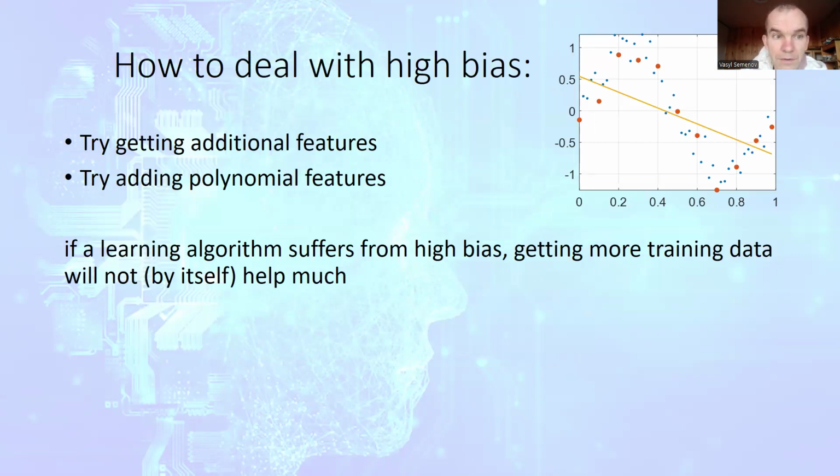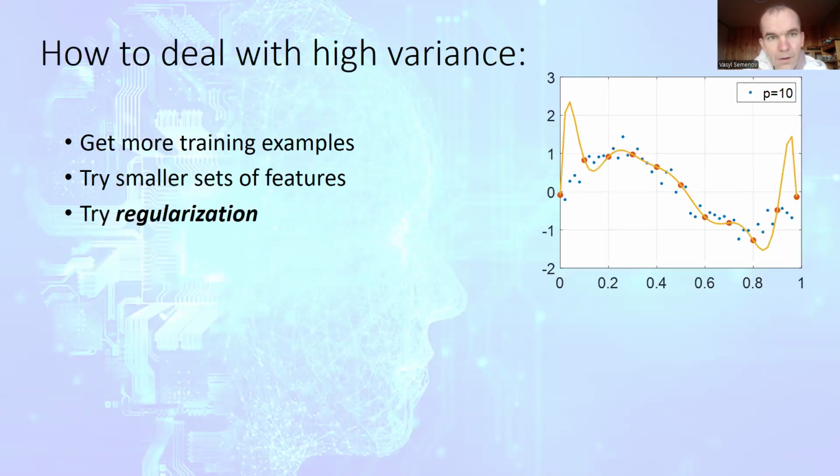So how to deal with high bias? We can try getting additional features. Yes, we can try adding polynomial features as we have just observed. But adding more training data usually doesn't significantly help. How to deal with high variance? We can get more training examples, of course, and try a smaller set of features. Because we just observed this phenomenon of high variance when the polynomial degree started growing and more features were involved. We can try a lesser set of features, for example, 6, 10, 8 in this example.